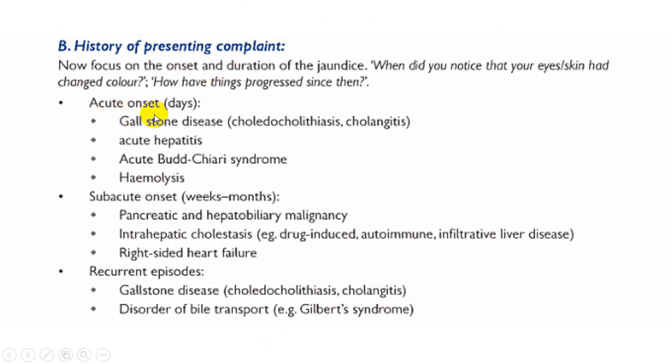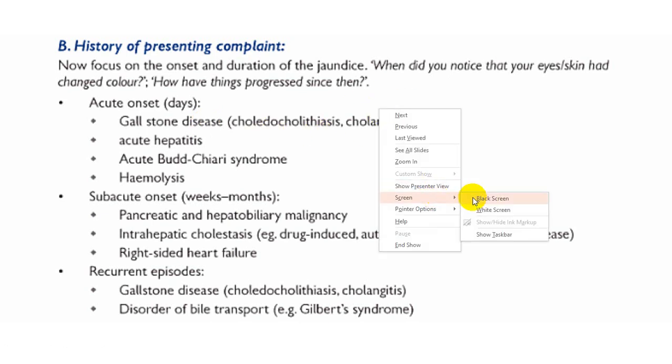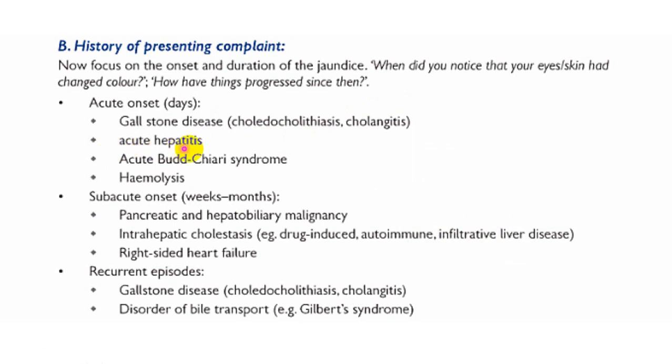First thing we need to focus on is the onset of history. Is it acute within days, which could occur in patients with gallstone obstructing the gallbladder, or inflammation of the gallbladder? Is it inflammation of the liver itself in acute hepatitis, or obstruction of the venous outflow of the liver in Budd-Chiari, or could be hemolysis? These occur within days, so it is acute onset.